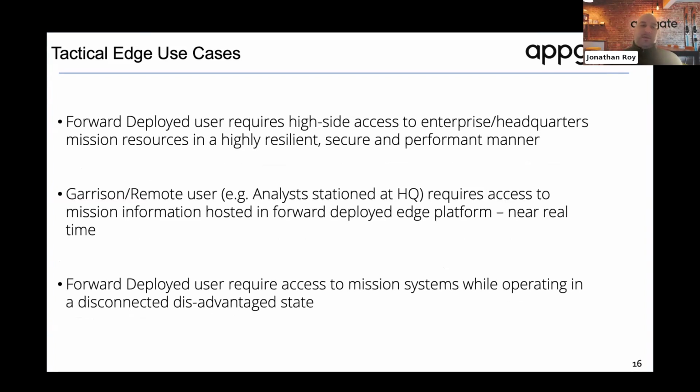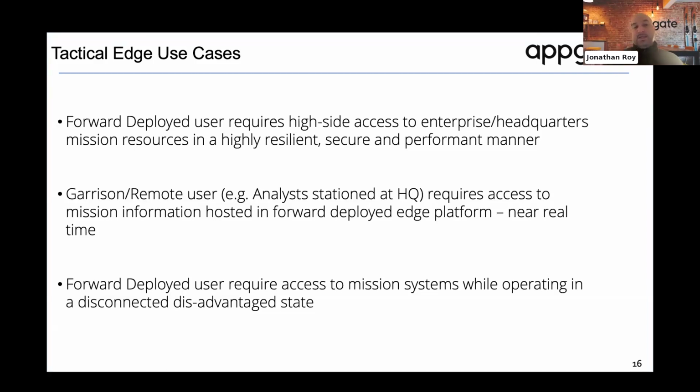What you'll see throughout the demo is really trying to address three use cases. The first is if you're a forward deployed user, so I'm in the field and I'm trying to reach back to headquarters or CONUS resources, and doing that in a secure way. That's very straightforward. That's the table stakes for a tactical use case, but it then gets more interesting as the use cases progress.